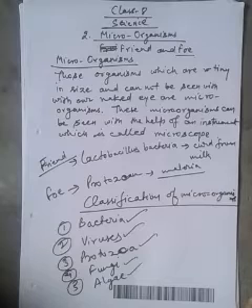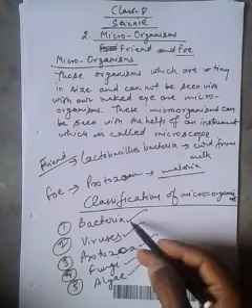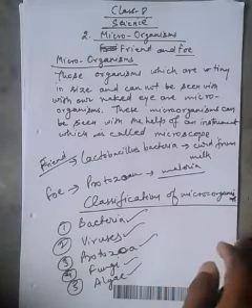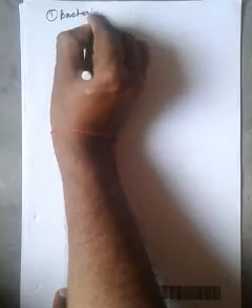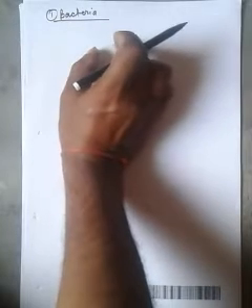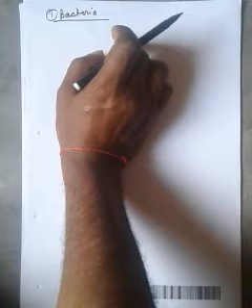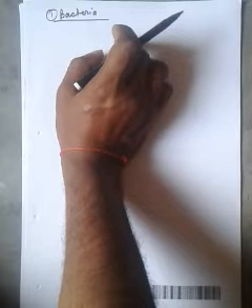So now let us discuss one by one the types of classification of microorganisms. The first one is bacteria. Bacteria are the very small single-celled microorganisms which have cell wall but do not have an organized nucleus and other structure.